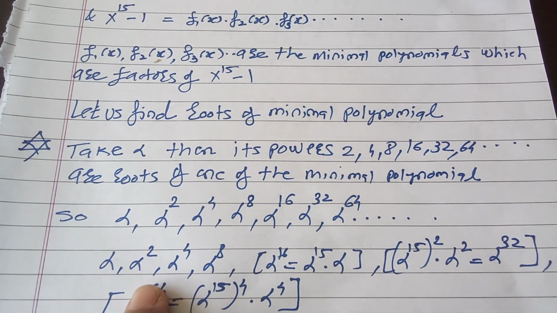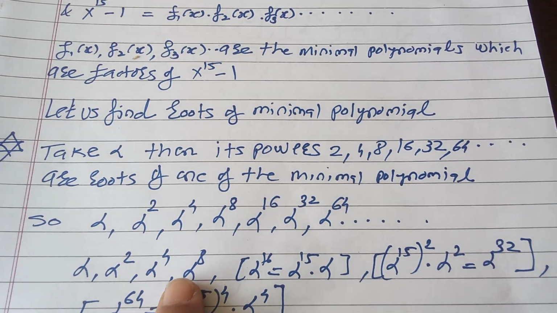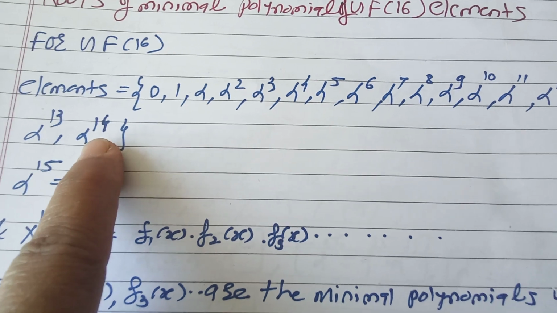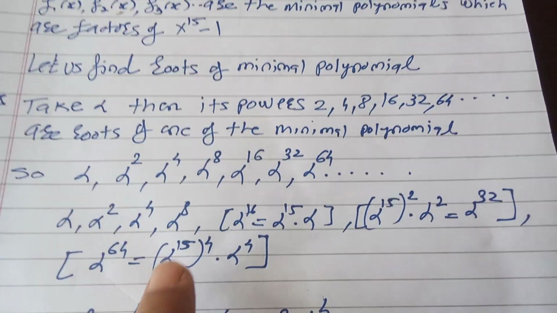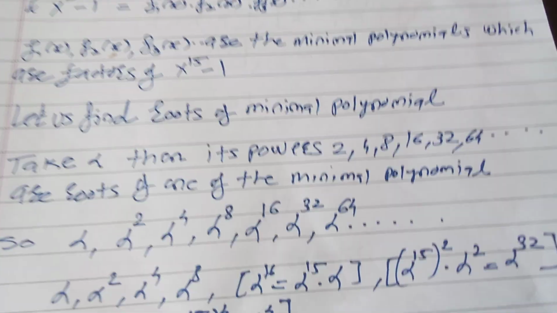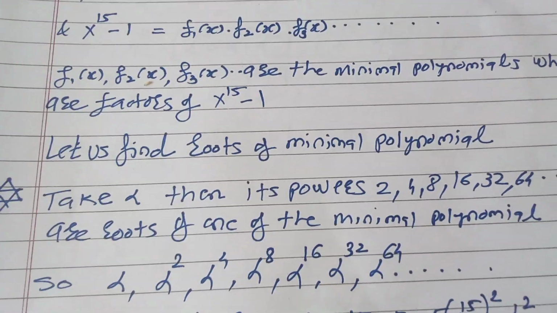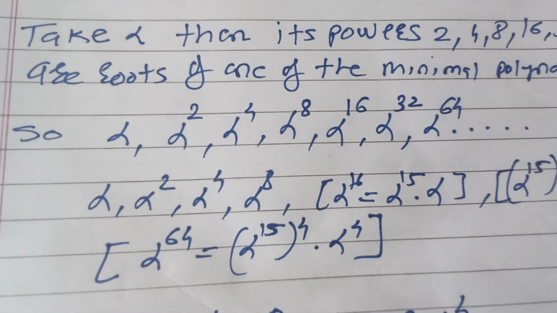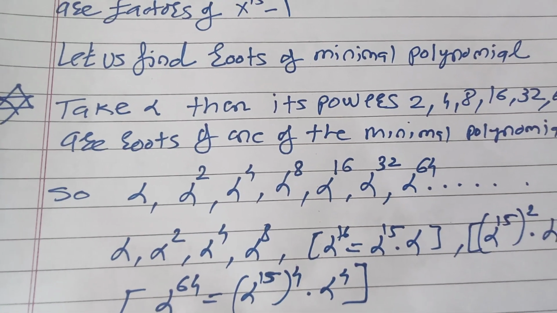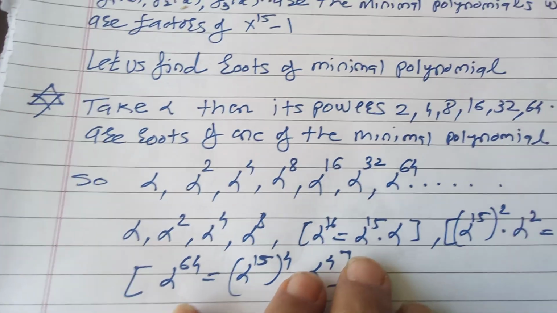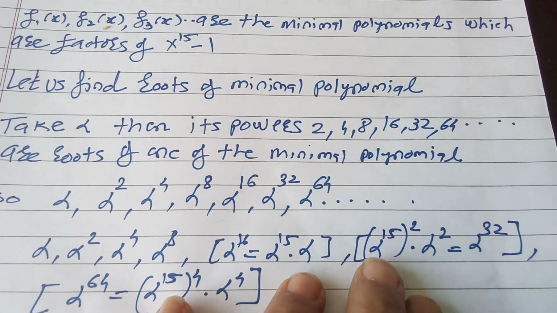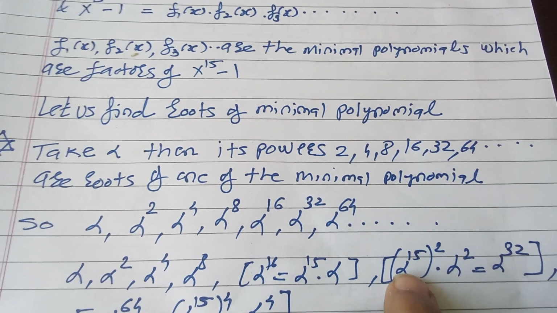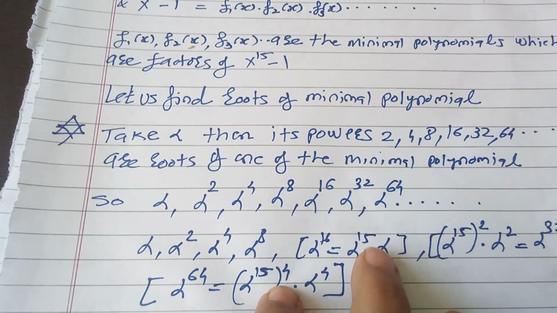So alpha, alpha square, alpha raised to 4, alpha raised to 8. This much you can write because you don't have to disturb alpha up to alpha raised to 14. Now alpha raised to 16 you have to modify because alpha raised to 16 is not an element of GF16. It has the elements up to alpha raised to 14. So alpha raised to 16 you can write as alpha raised to 15 into alpha. Then alpha raised to 32 is alpha raised to 15 square into alpha square. 15 2s are 30 and 2 is 32.